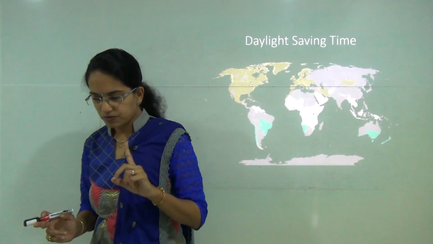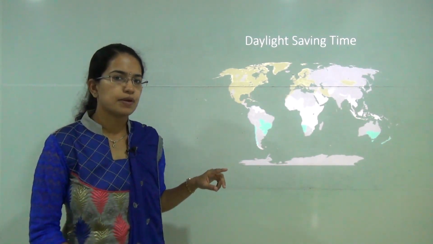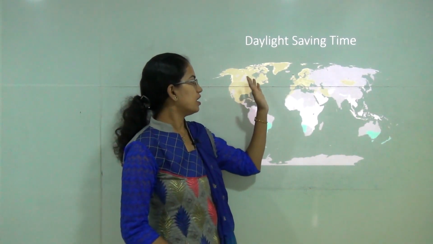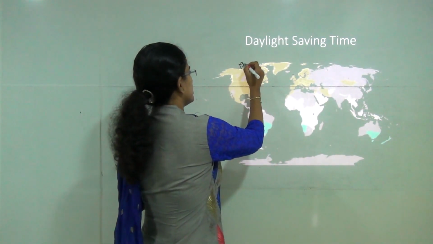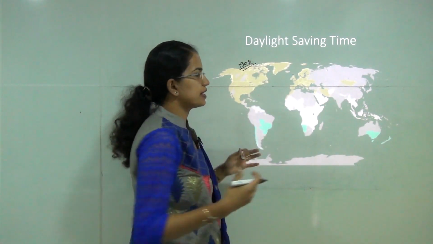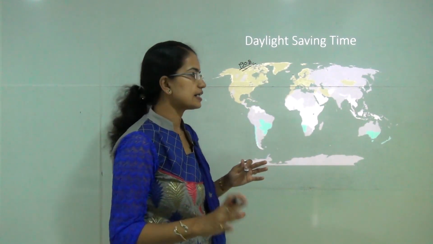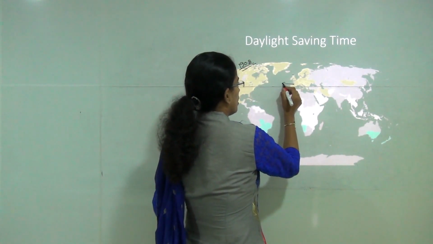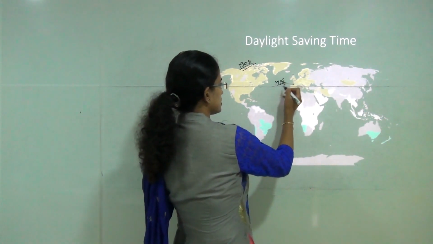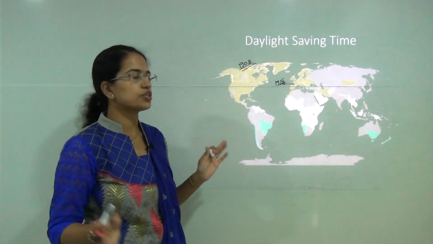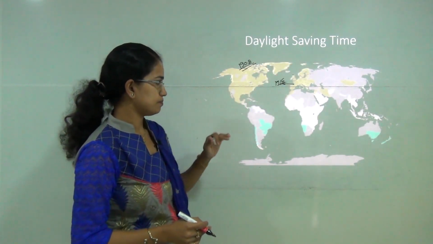Now this concept was first introduced at Thunder Bay in Ontario in Canada in 1908. However, it is most popularly said that this concept came into origin with Germany in 1916, and in 2016 we are celebrating a century of daylight saving time.